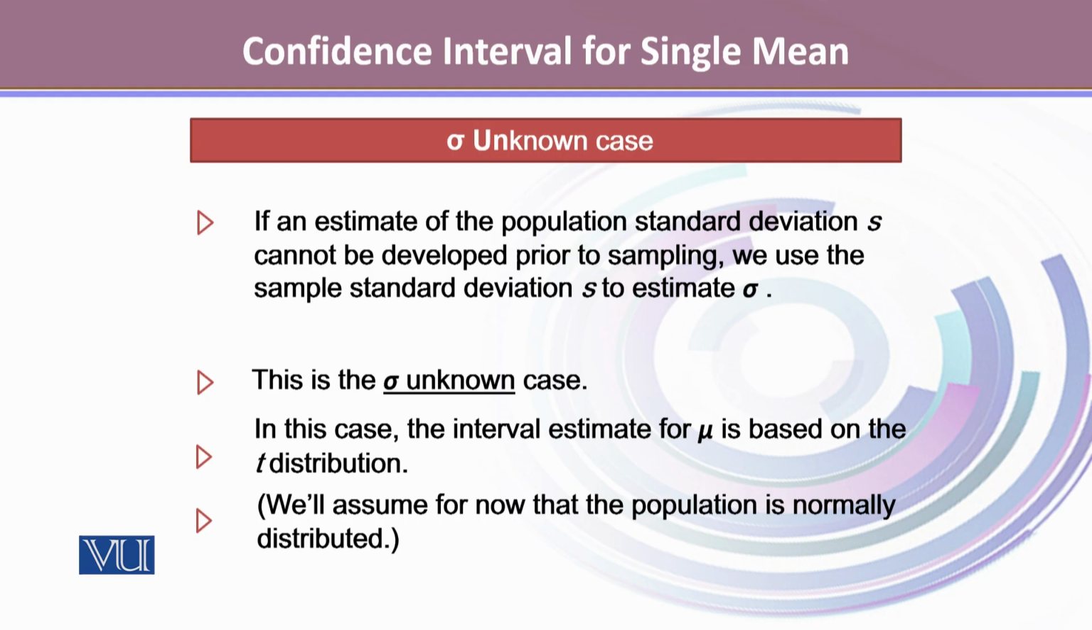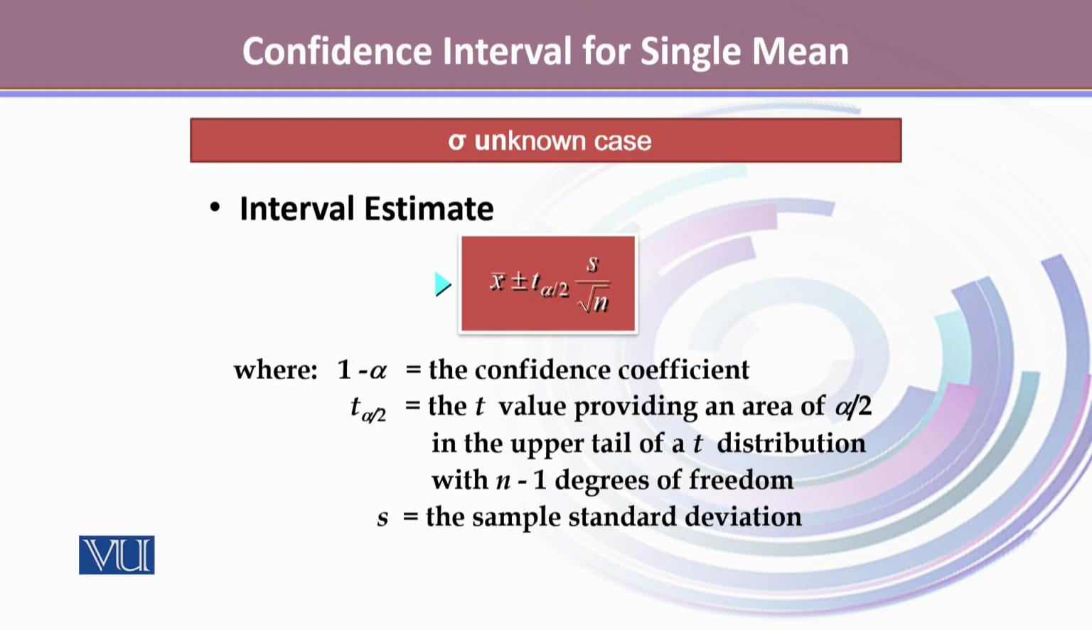In this case, the interval estimate of mu is based on the t distribution. We'll assume for now that the population is normally distributed. Then the interval estimate is x bar plus minus t alpha by 2 times s over root n. 1 minus alpha is the confidence coefficient, t alpha by 2 is the t value providing an area of alpha by 2 in the upper tail of the t distribution with n minus 1 degrees of freedom, and s is the sample standard deviation.